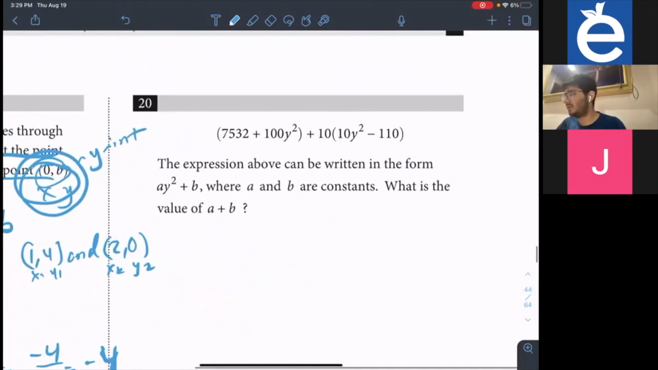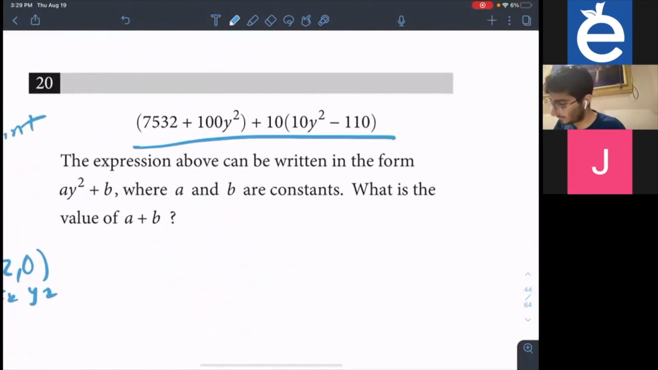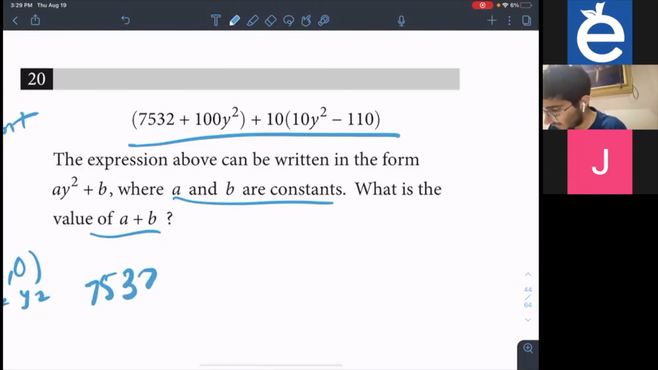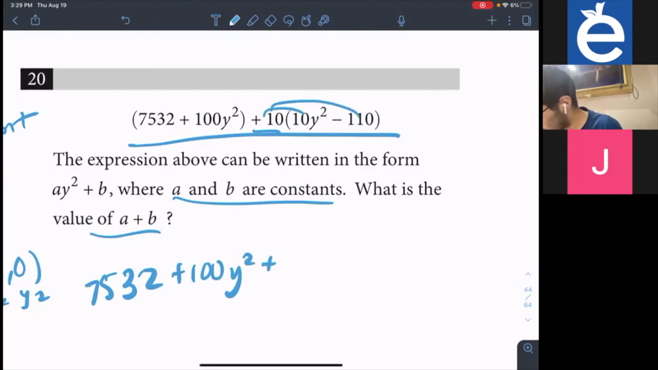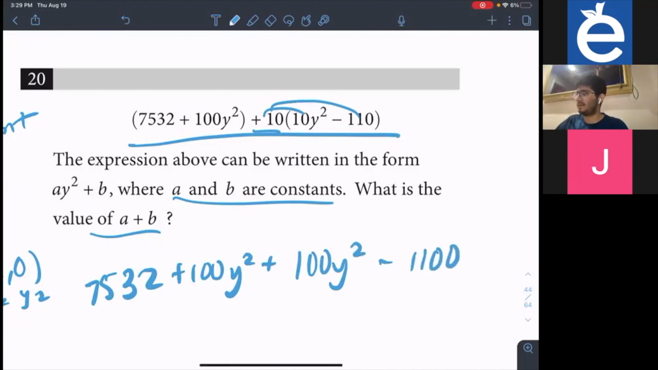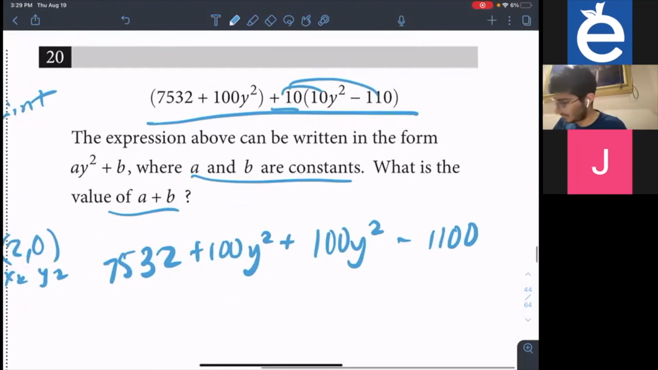Last question, question 20. The expression above can be written in the form ay squared plus b, where a and b are constants. What is the value of a plus b? So first we're going to have to simplify. Plus 10, so you have to distribute. So you get 100y squared minus 110 times 10, which is 1,100. Then you combine the terms.